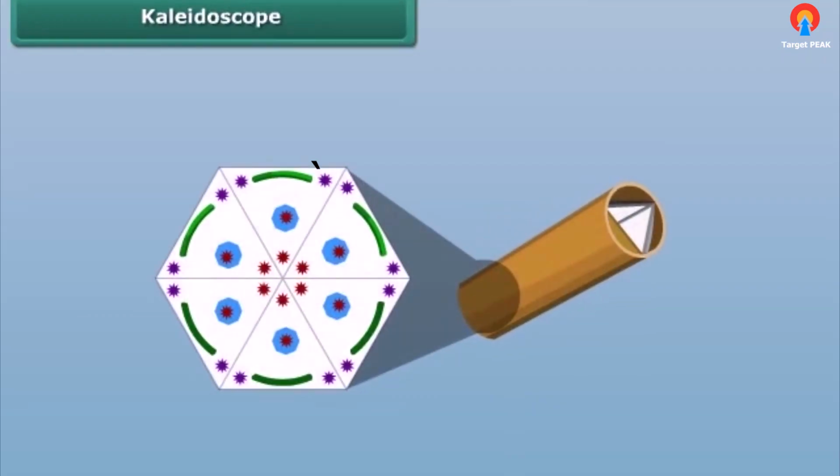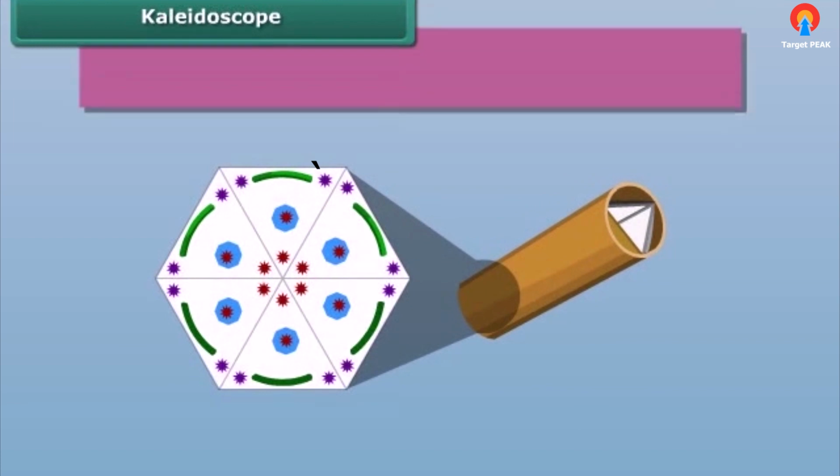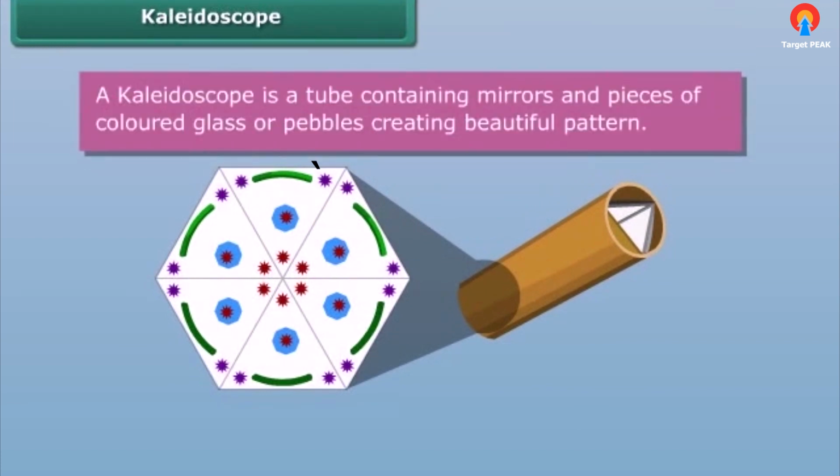What is a kaleidoscope? It is a tube containing mirrors and pieces of colored glass and pebbles. As the viewer looks into one end, light entering the other end creates a colorful pattern due to the reflection of the mirrors when rotated. Let us perform an activity to make a kaleidoscope.